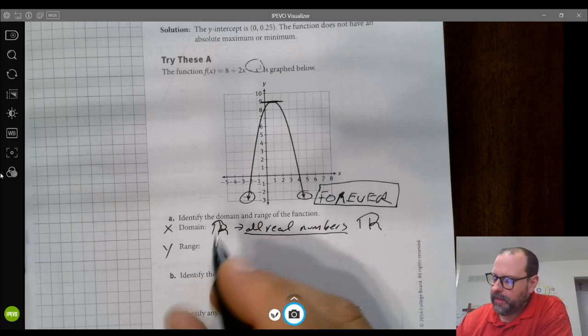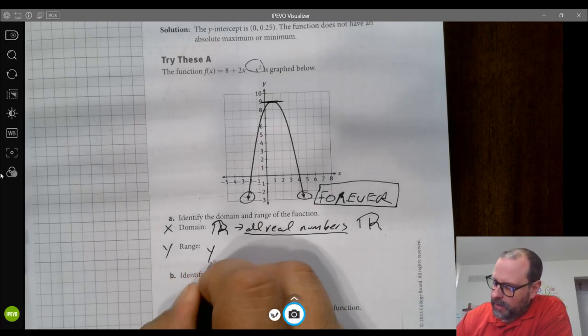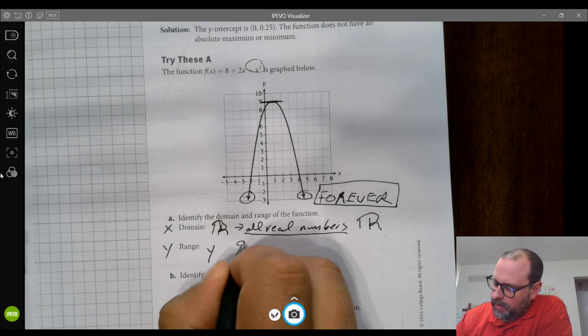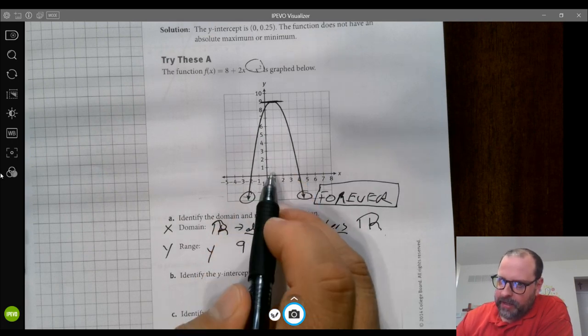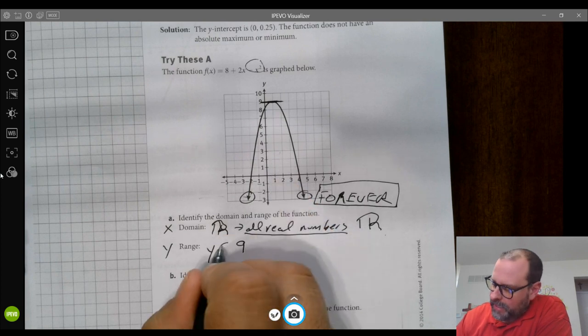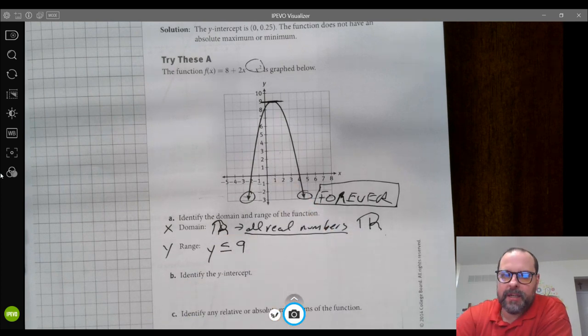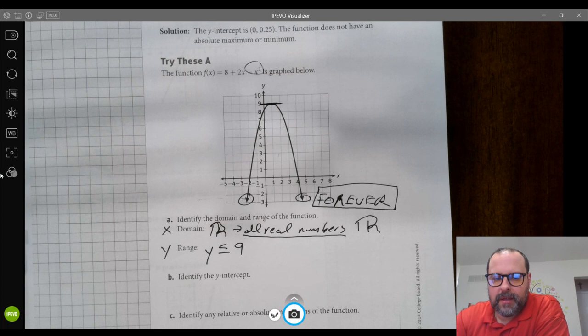So how do we write that? This is where inequalities come in. When I'm looking at it here, I know I have something with y and 9. But where does this go again? Down. Down is less than. Does it equal 9? Yeah, at that one spot. So my range would be y is less than or equal to 9.